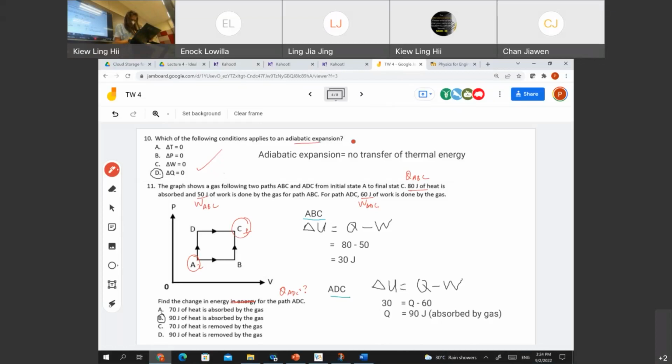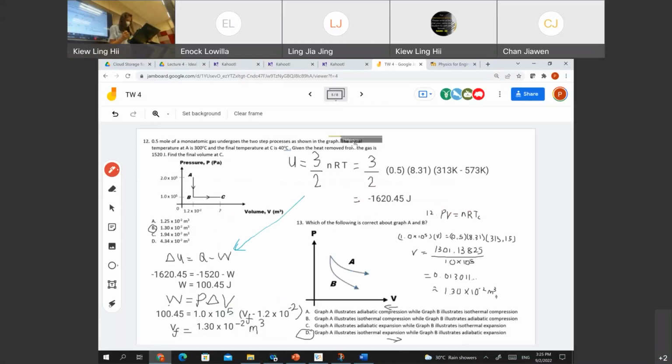So delta U of ADC equals delta U of ABC. From the information that you have for ABC, delta U equals 30, so for ADC it also equals 30. So you find that Q is positive 90. Positive by the sign convention means heat is absorbed by the gas. So 90 joules of heat is absorbed by the gas along pathway ADC.